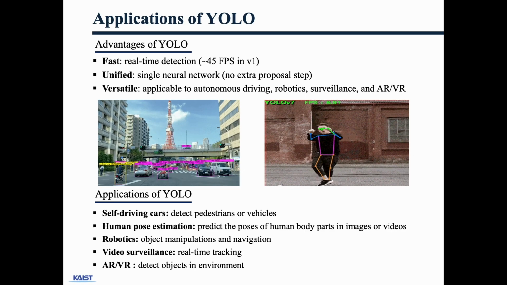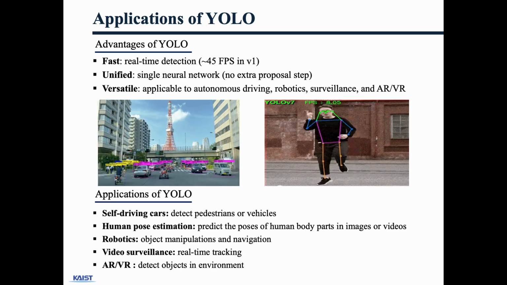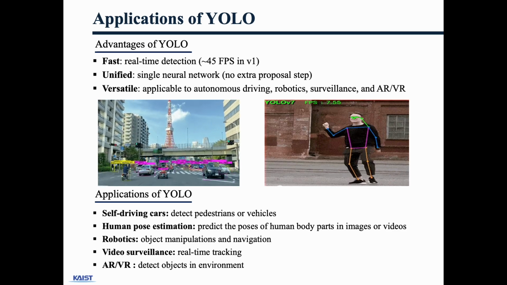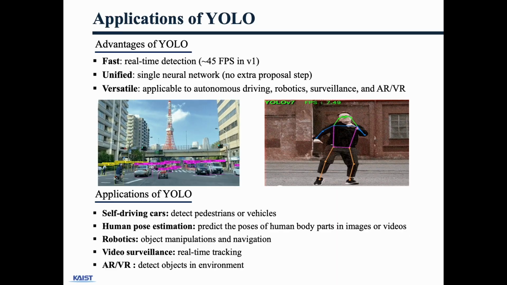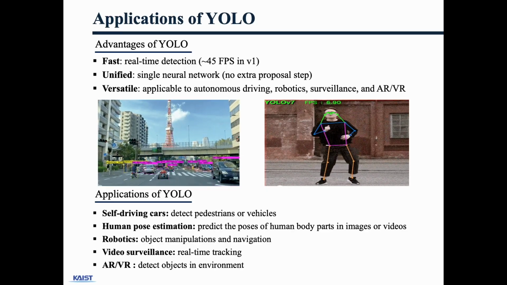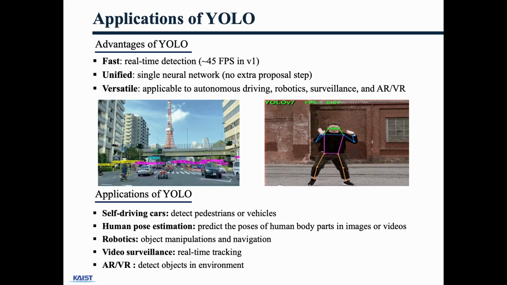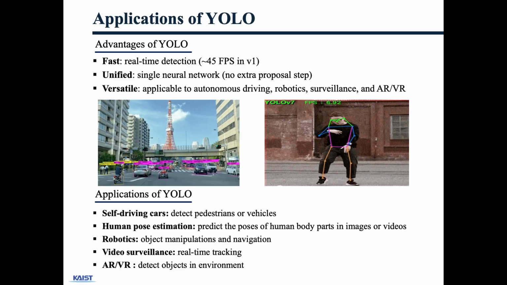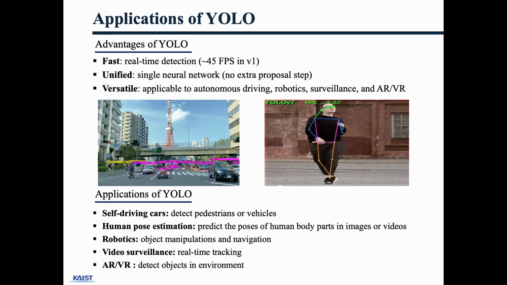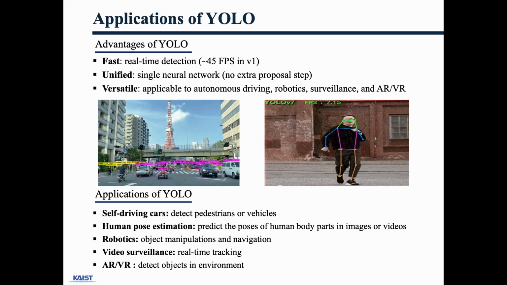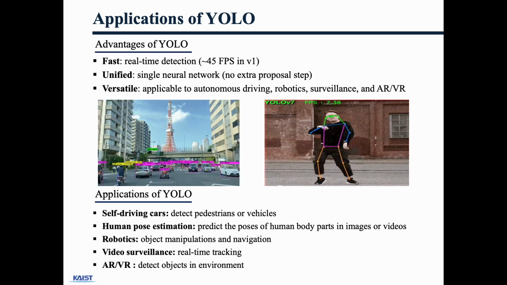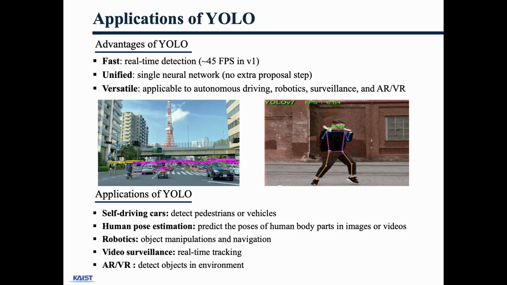Now, let us talk about why YOLO is useful in real applications. There are three important advantages. First, YOLO is fast. Even the first version of YOLO could run at roughly 45 frames per second, which is already suitable for real-time video processing. Second, YOLO is unified. It uses a single neural network without a separate proposal generation step. Third, YOLO is versatile. The same general idea can be applied to many environments such as autonomous driving, robotics, video surveillance, and augmented or virtual reality.